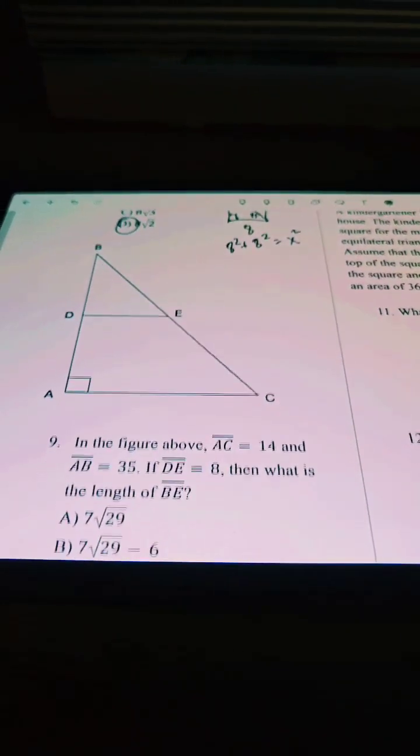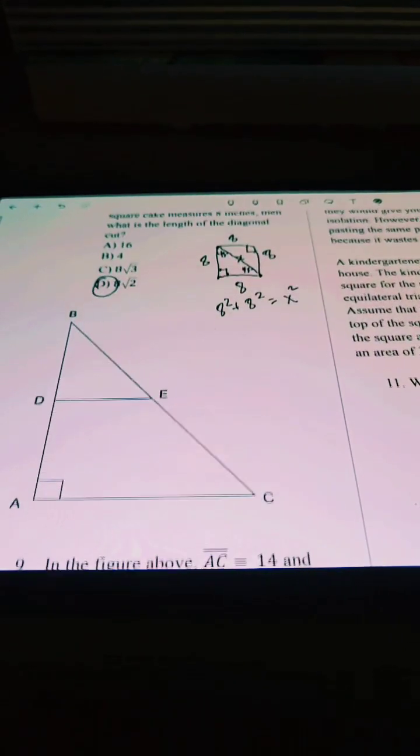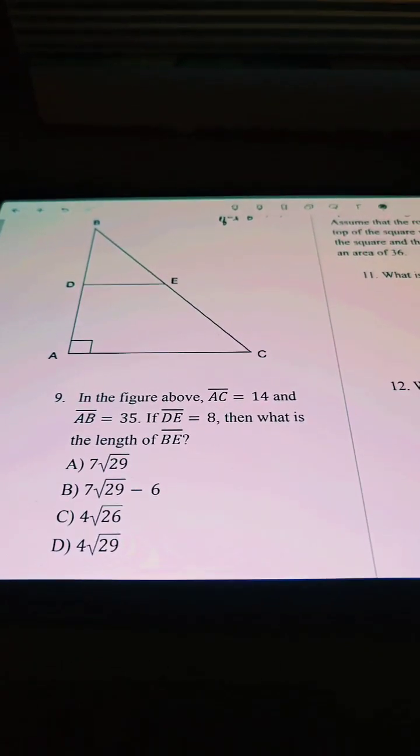So let's go to, wait, is it D? I have to leave, so can you tell me please? Yes, it is D. Sorry, I did not see that.